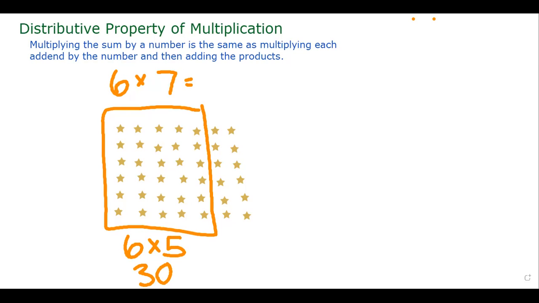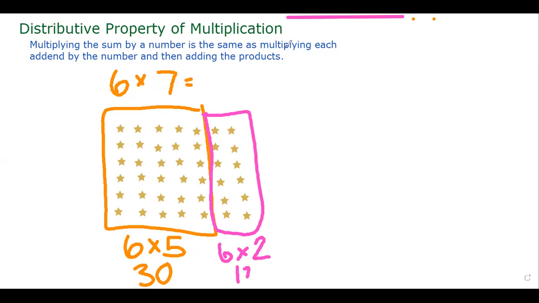Next thing I'm going to do is, I'm not done yet. I need to find the product of the rest of my array. So I'm going to box in just the stars that were not boxed in before. And I'm going to write a multiplication equation to represent those stars inside the pink box in this one. I have 6 rows, but this time in each row, I only have 2 stars. And 6 times 2 equals 12.